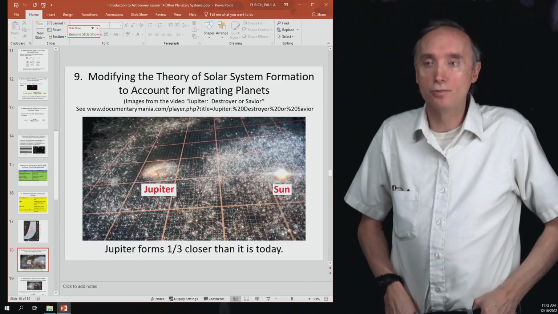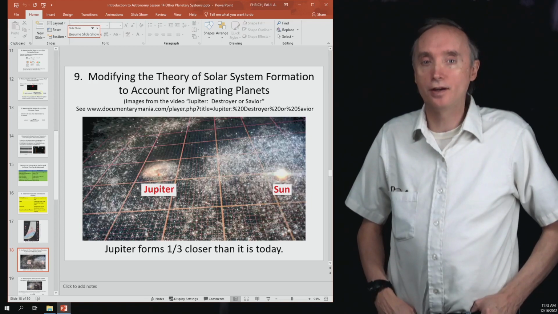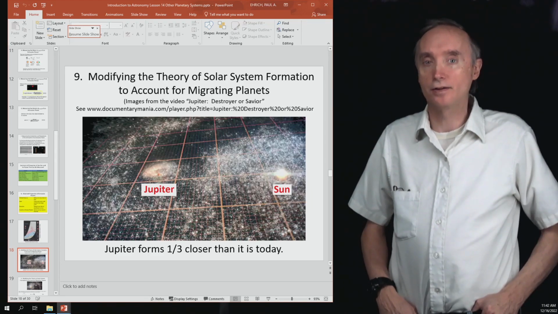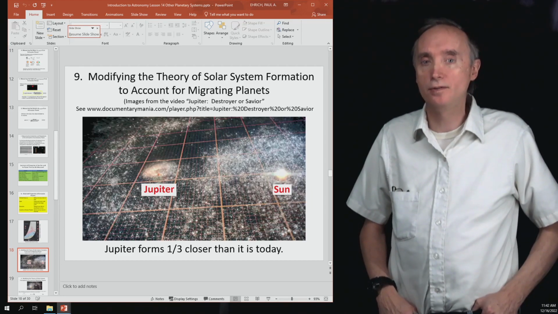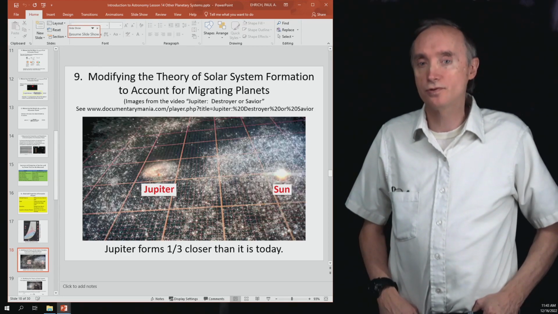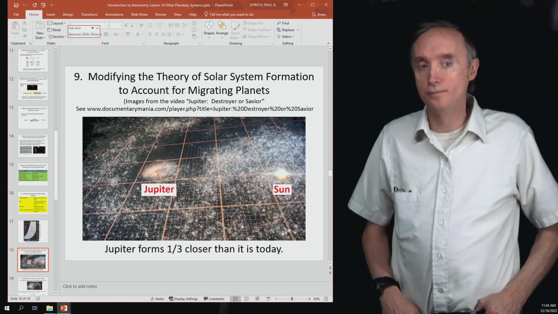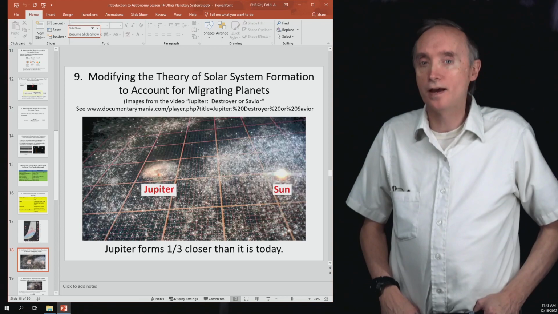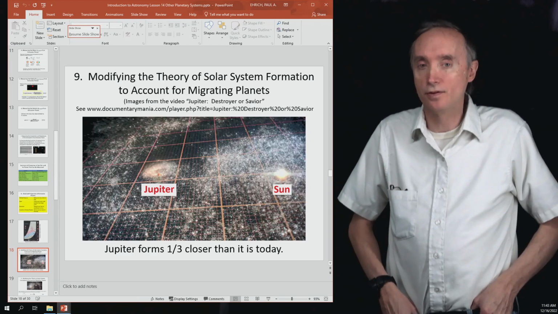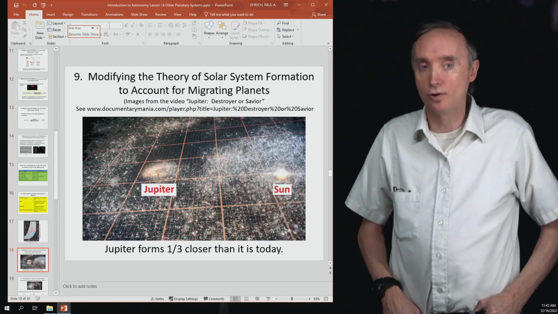And everybody was all pleased with themselves until they started looking at other planets in our galaxy, and they found that some of these gas giants were way too close to the sun. They were inside the ice line. And so that would go against the theory that they had back then of how a solar system would form.